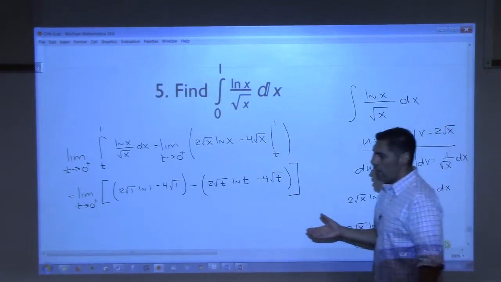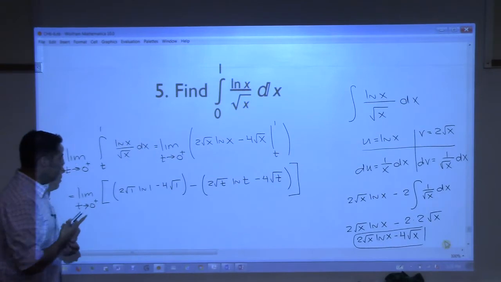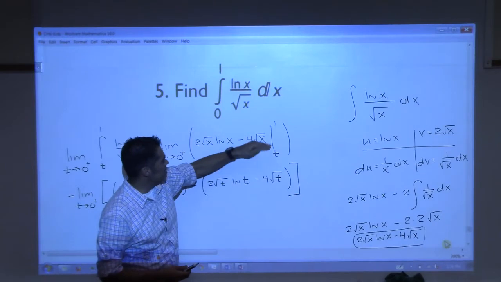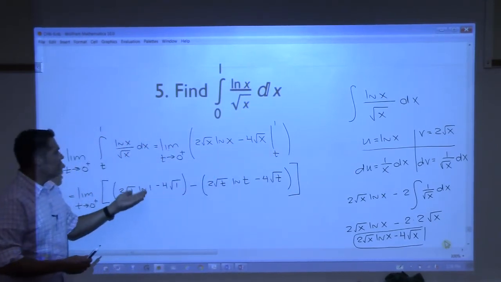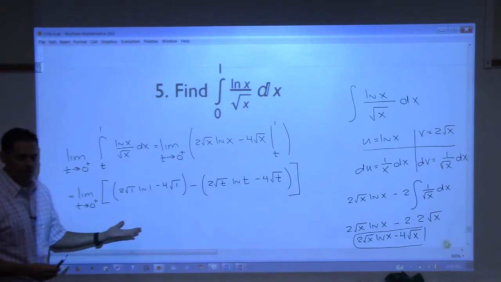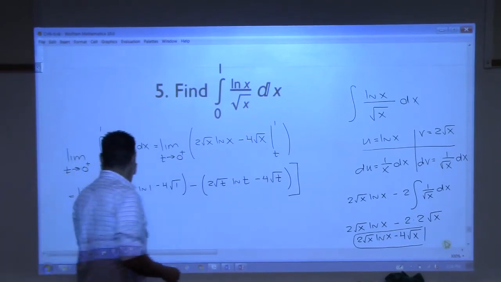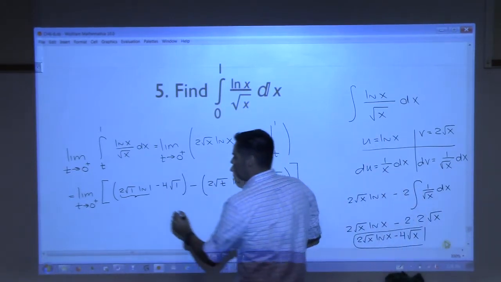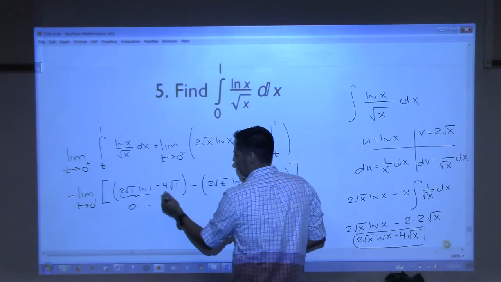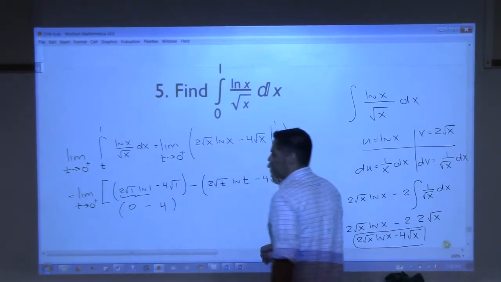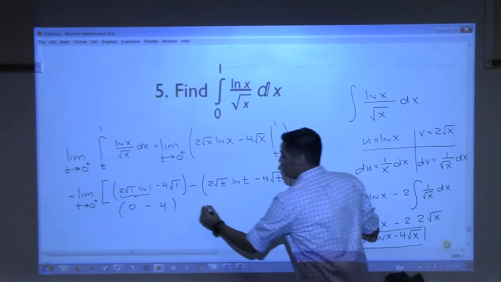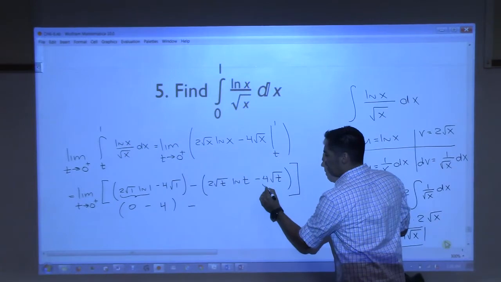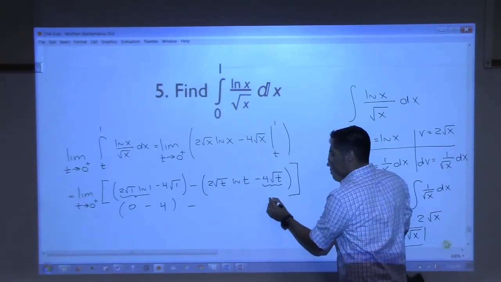Now, we are going to run into a problem over here. When you plug the antiderivative in right here and evaluate it at t and 1, and then take a limit, you plug in 1, you plug in t, this is where we are. Now this right here is 0 because natural log of 1 is 0. So that's 0 minus, and then this is just 4. So you get 0 minus 4 there, and then minus, okay, t is approaching 0. So this one right here, root 0 is 0. So that goes to 0.